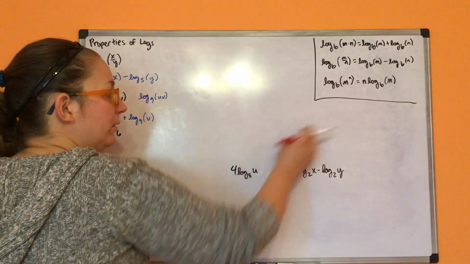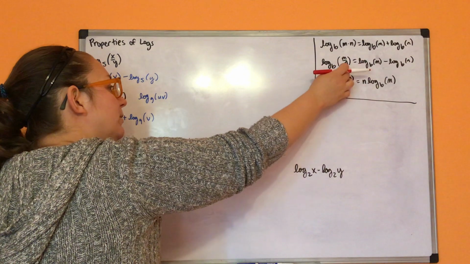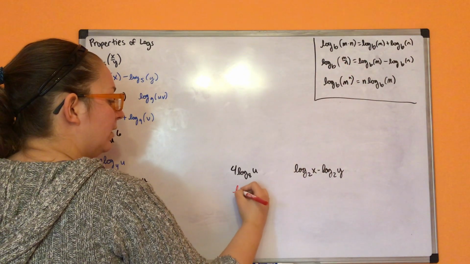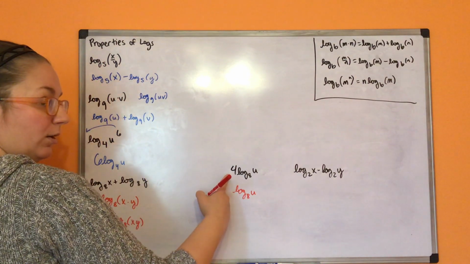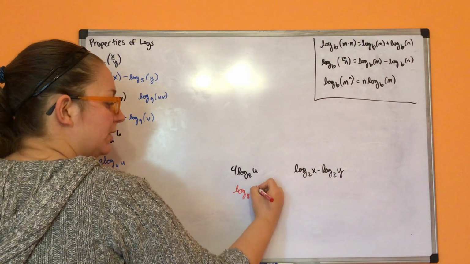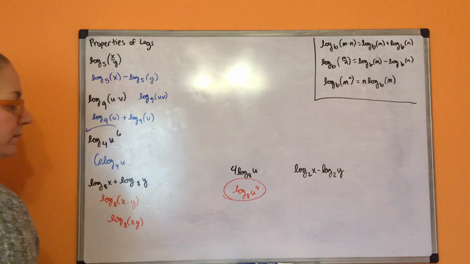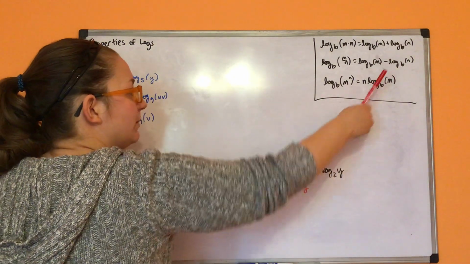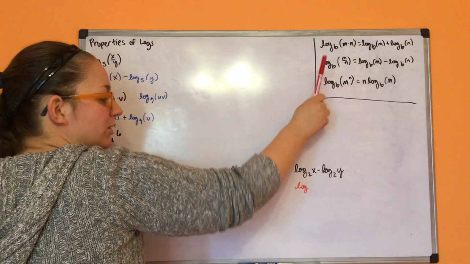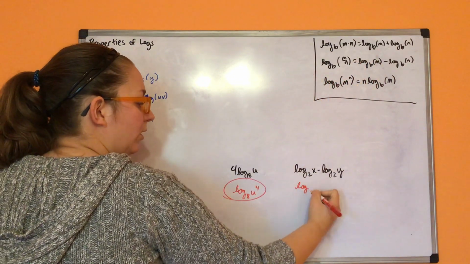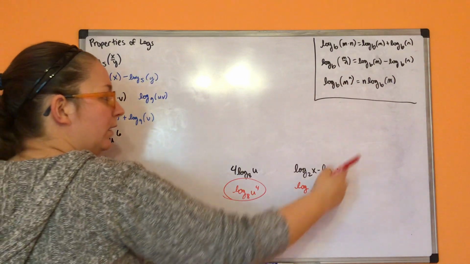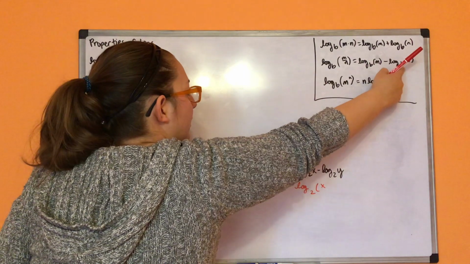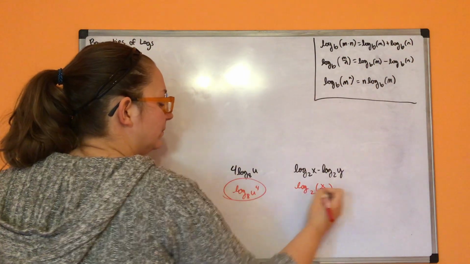The next one has a coefficient. Coefficient can be moved into an exponent instead. So when I rewrite it, I start with log base 8, my argument, and then I'm going to make my coefficient into an exponent, so that becomes u to the 4th. Last one, I have subtraction. Subtraction I can turn into division. When I turn it to division, I write my log once, so log base 2. First argument goes on top of the fraction. Second argument goes on the bottom of the fraction.